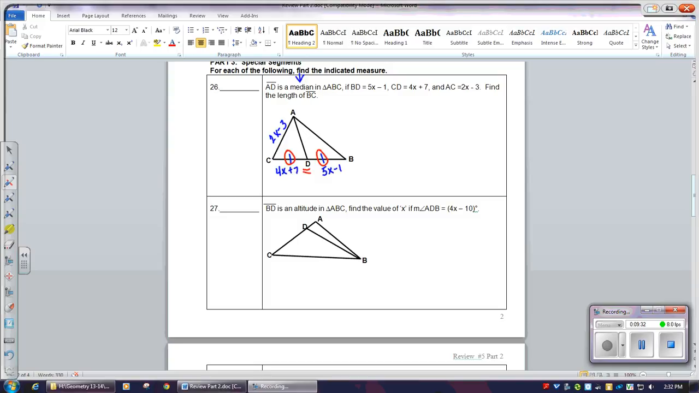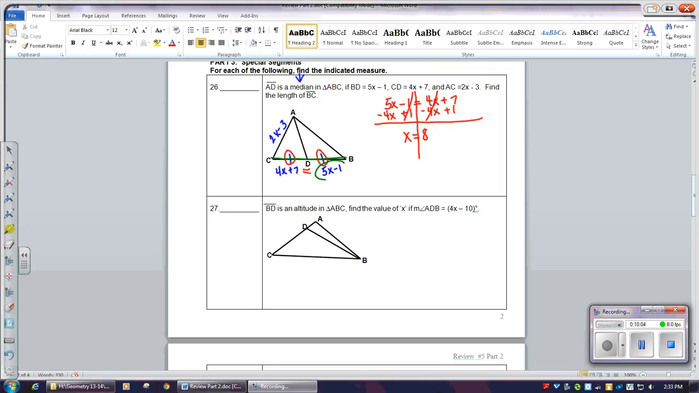Now, when I set up my algebra equation, I'm going to put 5x minus 1 on the left, and I'm going to put 4x plus 7 on the right, because I want my larger x on the left. I like to move my letters to the left. So I'm going to move that 4x by subtracting 4x. I'm going to move that minus 1 by adding 1. Cancel, cancel. 5x minus 4x is 1x, and 7 plus 1 is 8. So x is 8.